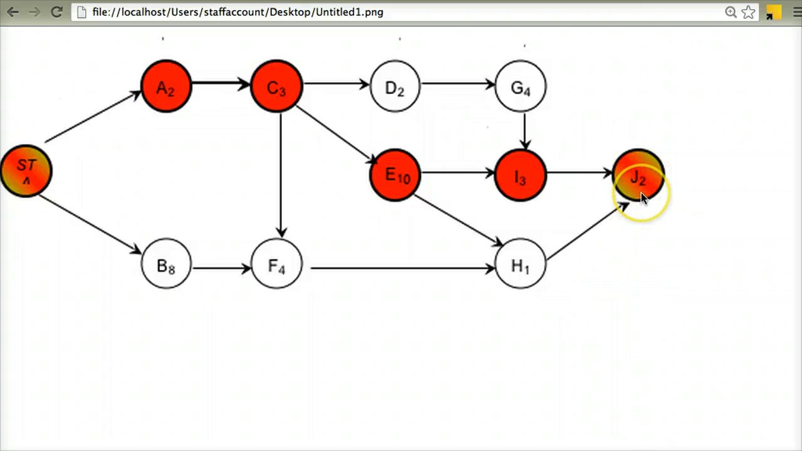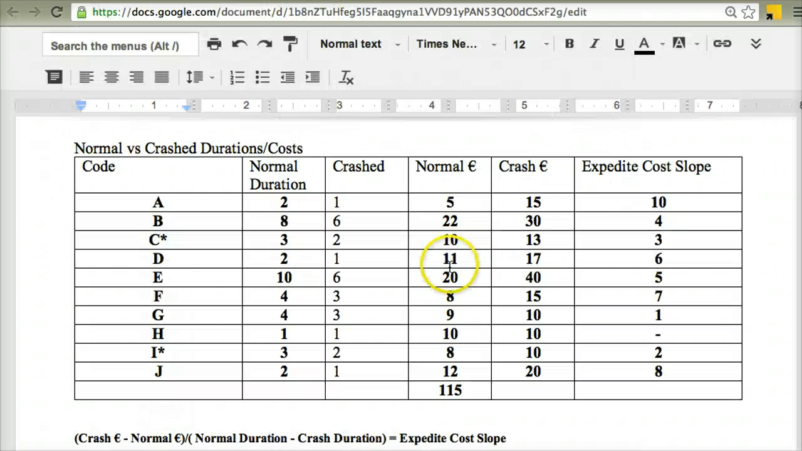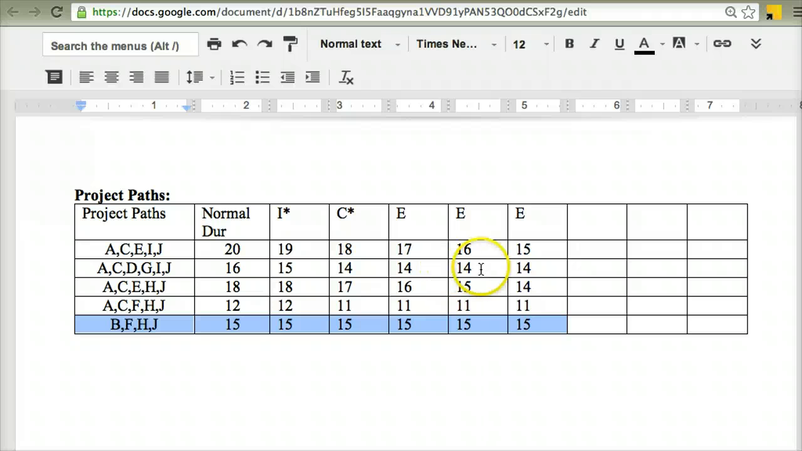If I was to crash J by a day, that would mean that both of those critical paths on my table of critical paths would reduce by 1 because J is on both of those paths. In actuality, J is on every path. So by reducing J by 1 day, I would be bringing back the overall project duration by 1 day, and I would get my bonus. So that's option number 1.